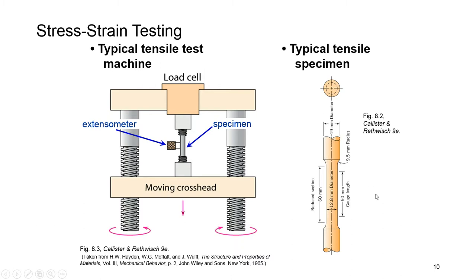To perform tensile testing, one can use ASTM, American Standard of Testing in Materials, or DIN, which is the German standard, and also ISO, which is the International Standard Organization.